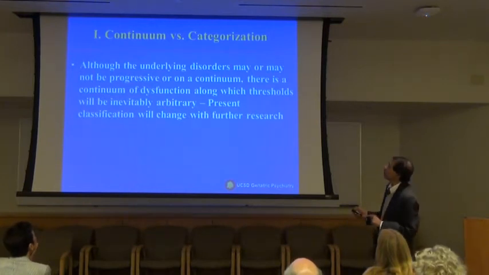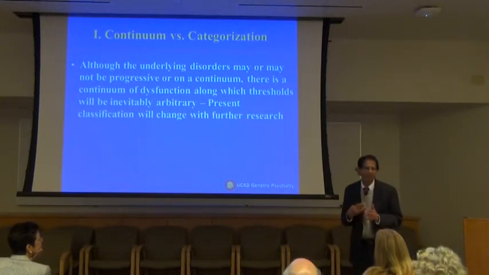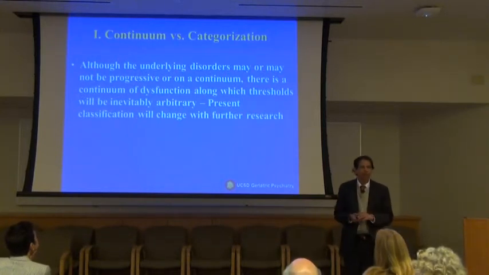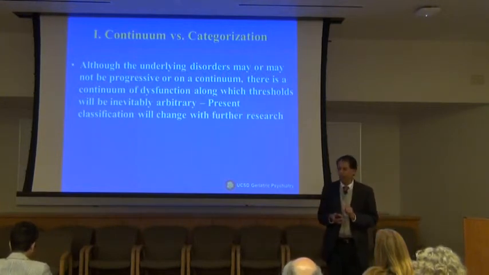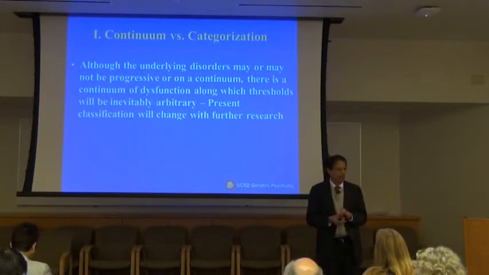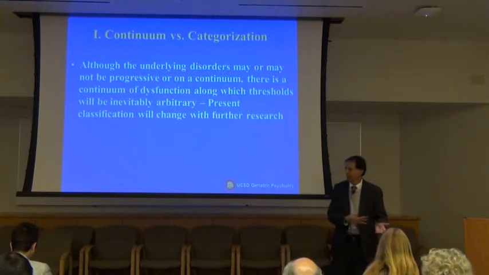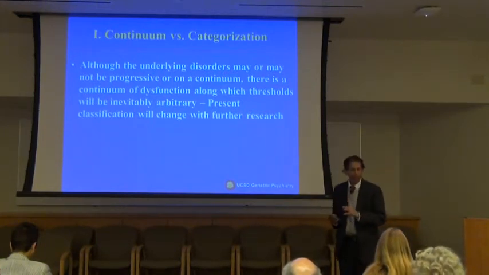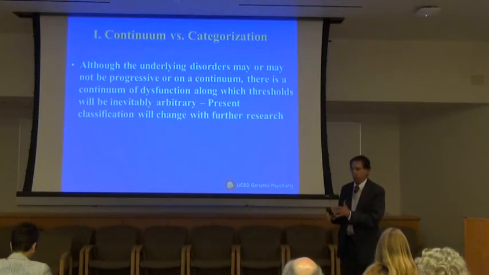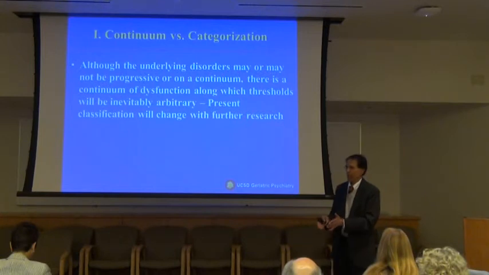So the first one was continuum versus categorization. And clearly it is a continuum, but in real life we have to have categories. Why do we decide that voting age is 21? Nothing happens suddenly on the 21st birthday that you become smart enough to vote. Or why does social security start at 65 or whatever. So in real life we do use cutoffs. Similarly, for insurance reimbursement purposes, we use diagnosis.